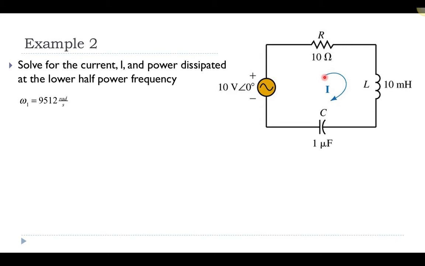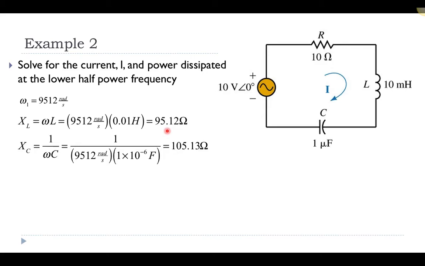So we know that at the lower half power frequency, the frequency of my source would be set to 9,512 rads per second. I can determine what the impedance in my circuit is, and so I need to figure out what the inductive reactance is. So I would multiply that frequency that my source is now set at times my inductance, and I would get 95.12. And I can also figure out my capacitive reactance in the same fashion I've done before, and I get 105.13.